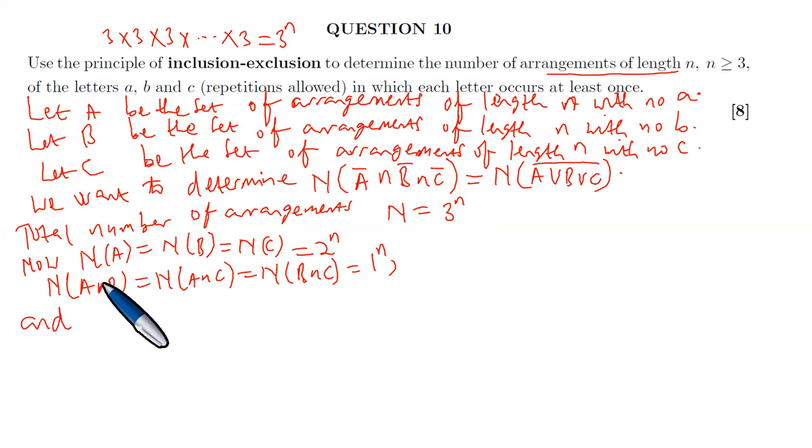And if you have now the number, if you intersect all of them, no A, no B, no C, what are you going to get? Are we going to get an empty set or what? Yes, because this one says no A, no B, no C. So it means they don't intersect. The number of elements in the intersection is going to be zero. Okay, good news.